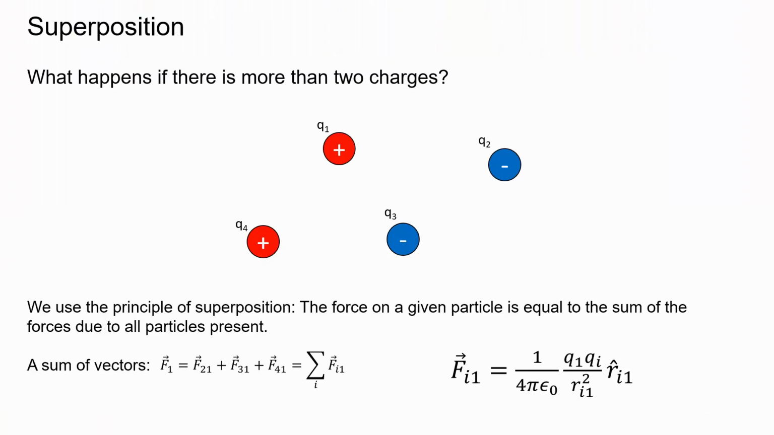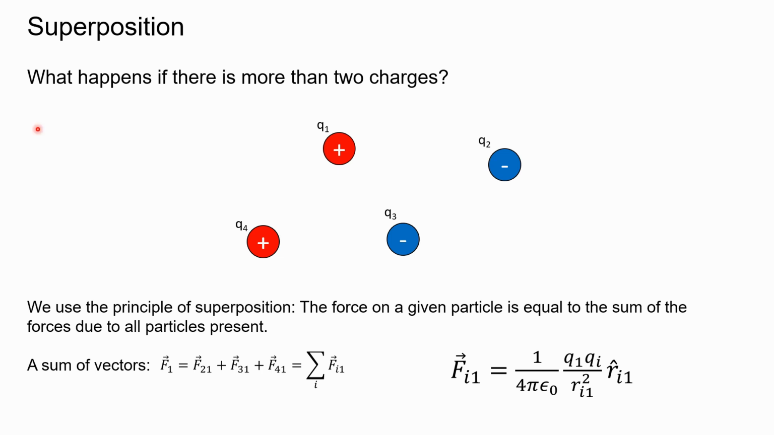So superposition: what happens if there are more than two charges? Last lecture we went over a couple of cases where we had two charges, and we looked at the forces on those charges and the direction of the force on those charges due to the Coulomb force. But what about if there are more than two charges? Well, in this case, we use the principle of superposition.